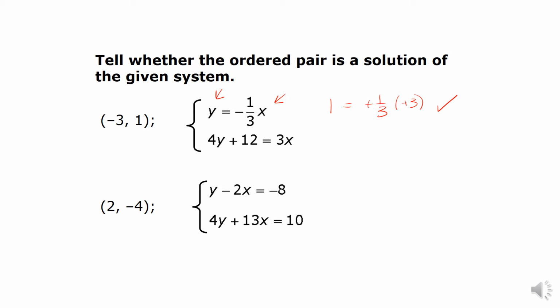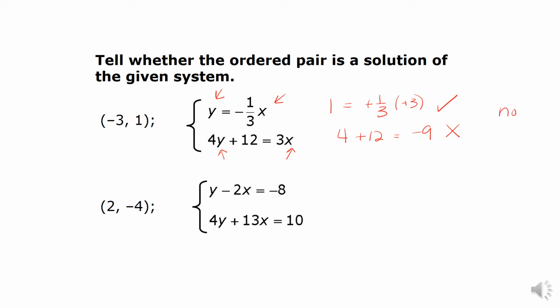Now here, be careful. The y is here and the x is here, so be careful to put them in correctly. So 4 times 1 is 4, plus 12 equals 3 times negative 3 is negative 9, and it does not work. So the answer is no.